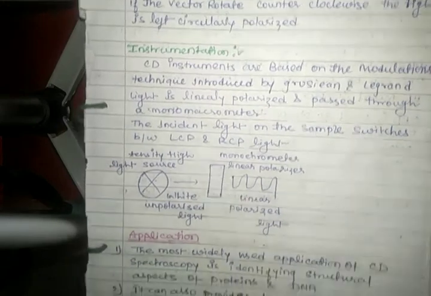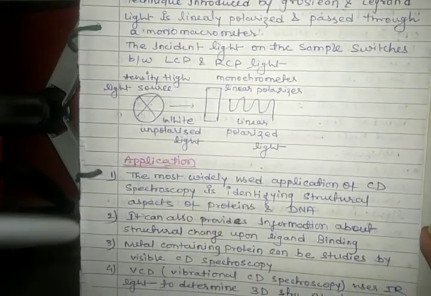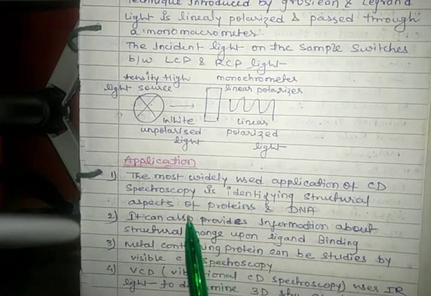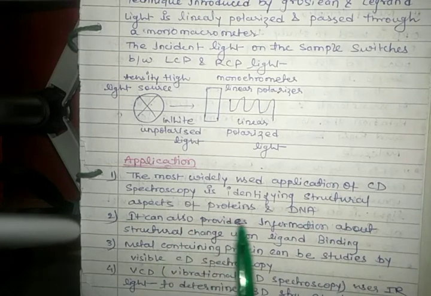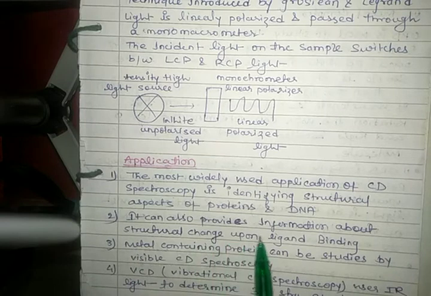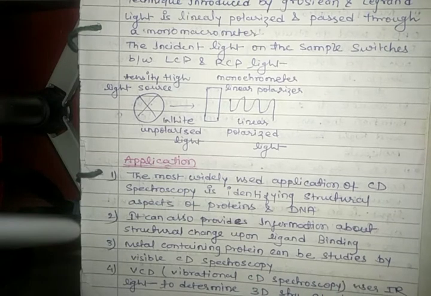Next, we see some applications of CD or circular dichroism. First application, the most widely used application of CD spectroscopy is identifying structural aspects of protein and DNA. Another point is it can also provide information about structural changes upon ligand binding. And next one, metal containing proteins can be studied by visible CD spectroscopy.